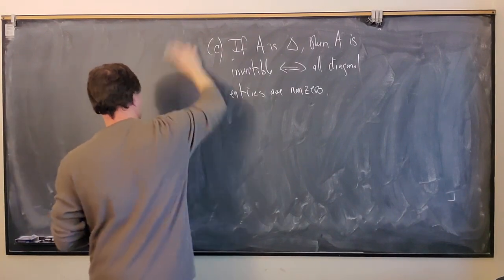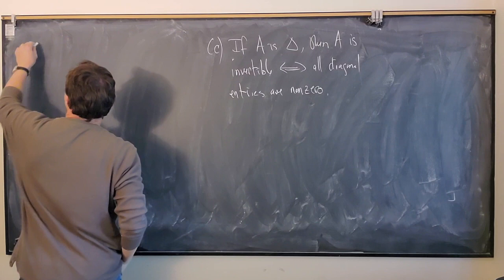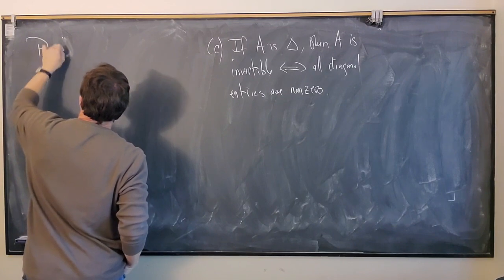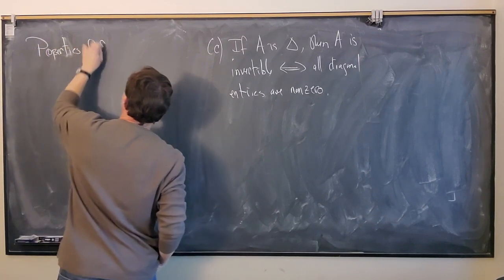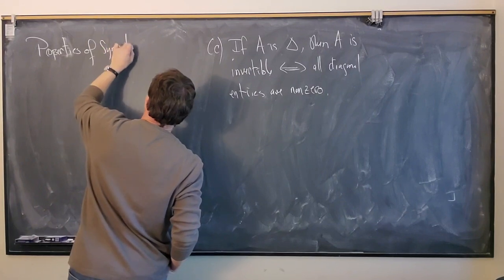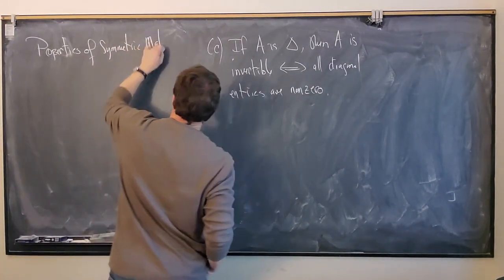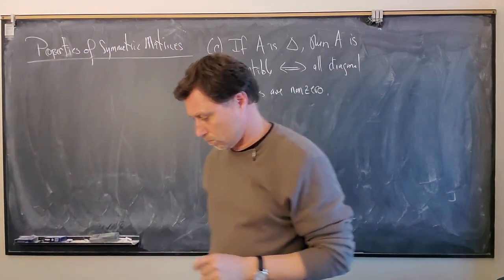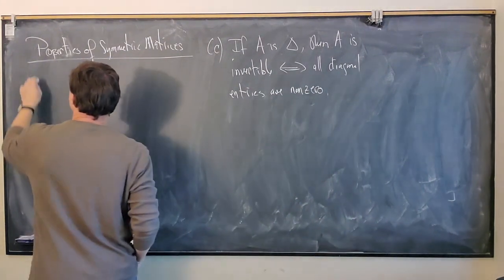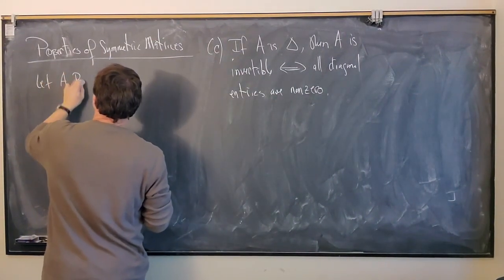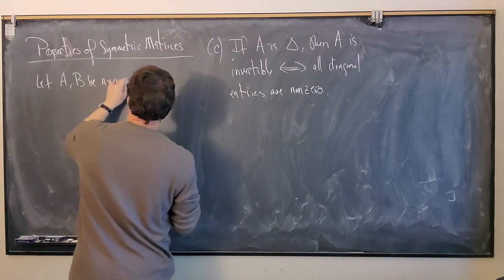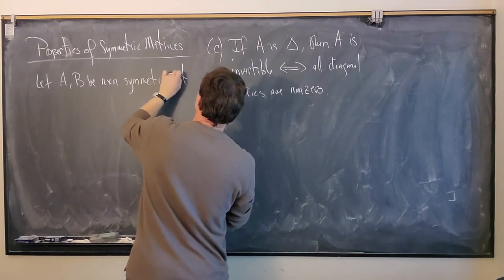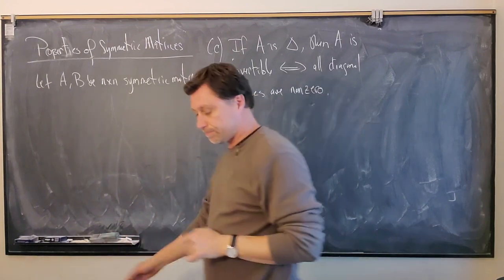We haven't mentioned symmetric matrices or done much with them yet, so let's also do this. So, properties of symmetric matrices. Let's let A and B be n by n symmetric matrices.